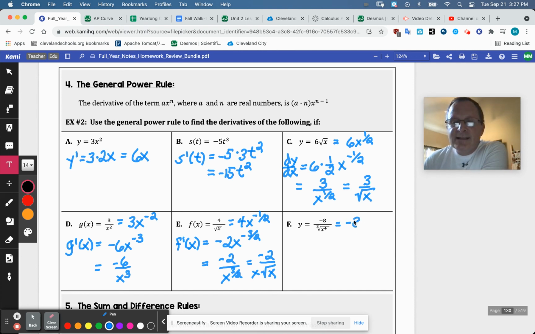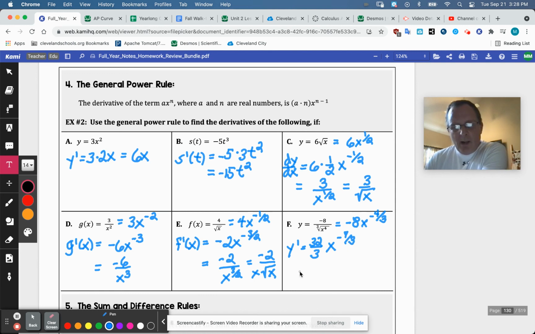All right, so let's rewrite this one. Negative 8x to the negative 4/3. Ooh, gross. And so then y prime is going to be positive 32/3. Can't do anything with that. 8 times 4 is 32. Denominator of 3. All right. And then x to the negative. Now, here's the deal. If I subtract a 1 from that, that's like subtracting 3 over 3. So it's going to be negative 7/3.